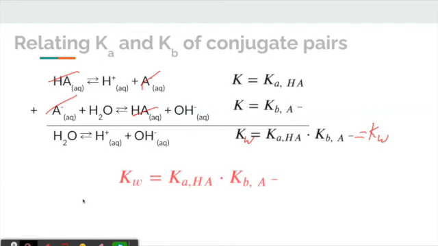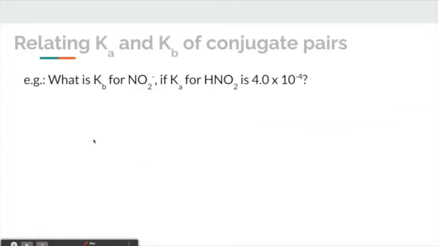So if you put that together, we have a relationship that can allow us to relate Ka for an acid to the Kb for its base. So here's an example problem. What is Kb for NO2 minus ion if the Ka for HNO2 is 4 times 10 to the minus 4th?